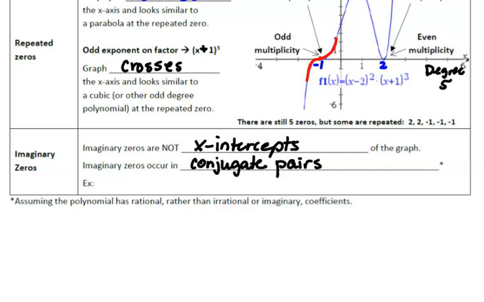For example, I might have an imaginary number that looks like this, 3 plus 2i, and another one that looks like 3 minus 2i. Conjugate pairs have the same first term and the last term, but the middle term has opposite signs. Another example of conjugate pairs would be negative 2i and positive 2i, because you could think of that as 0 minus 2i and 0 plus 2i. So those are also considered conjugate pairs. And those happen because of the plus or minus the radical in the quadratic formula.